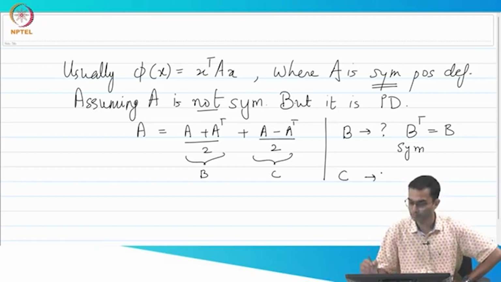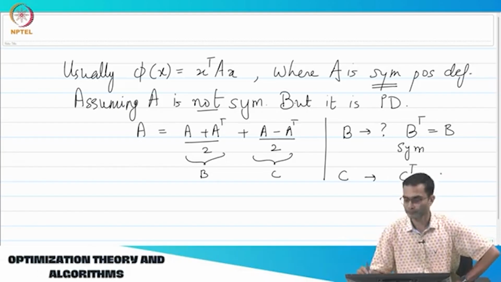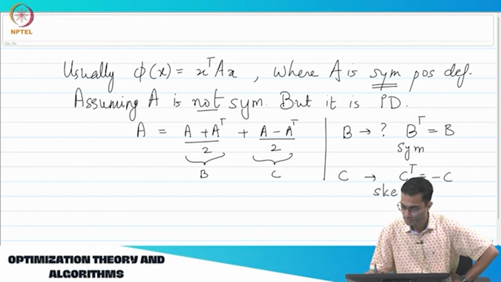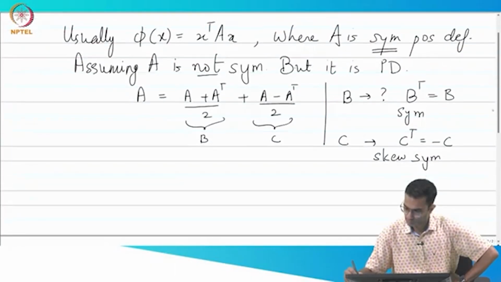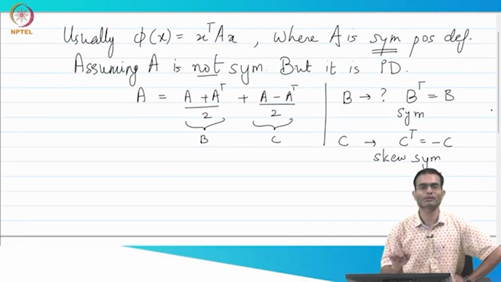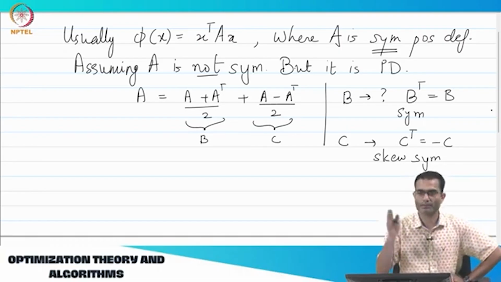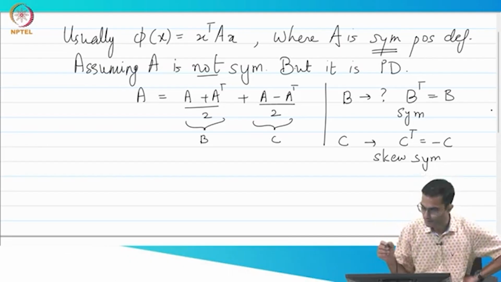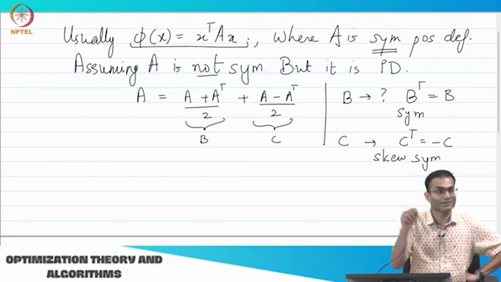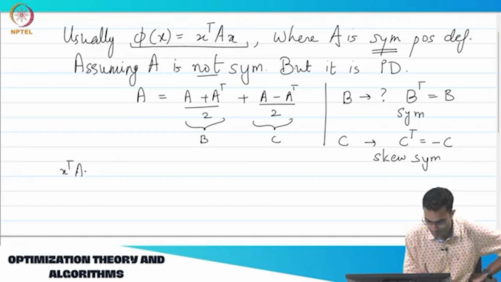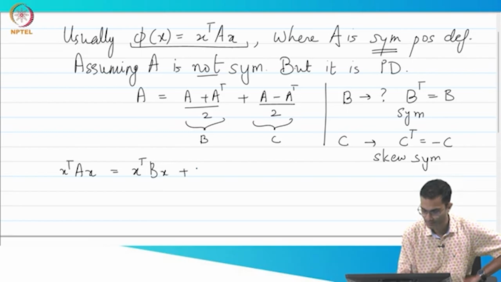What about C? Anti-symmetric or skew symmetric, because C transpose is equal to minus C. So before we go ahead, what is the simple conclusion of this? Any matrix can be written as part symmetric, part skew symmetric. Now let us look at the action of our quadratic form, x transpose Ax. Obviously, I'm going to split that in terms of B and C.